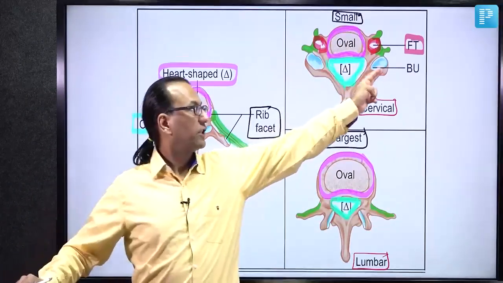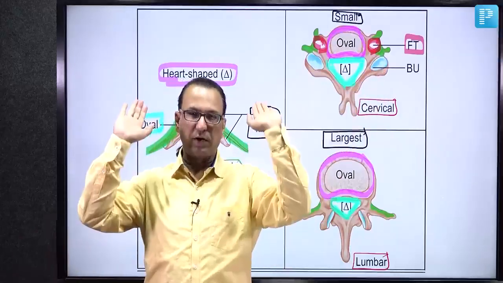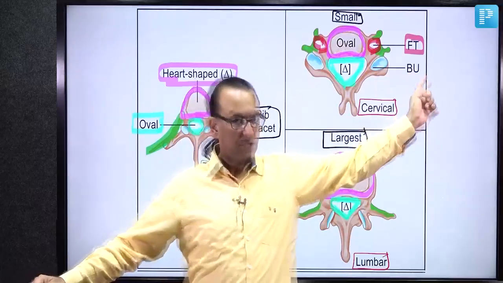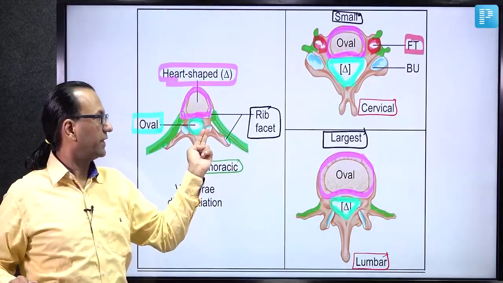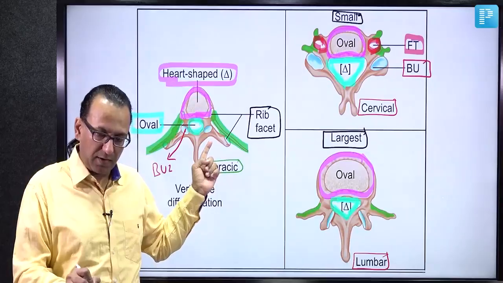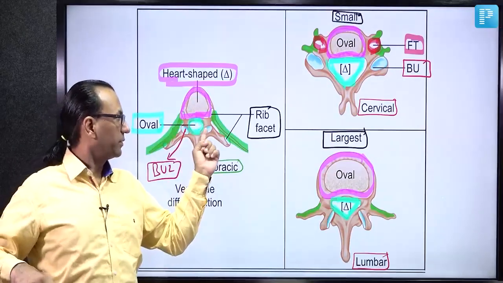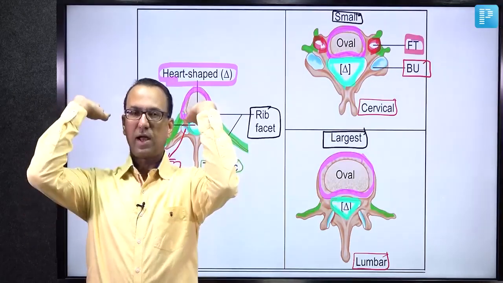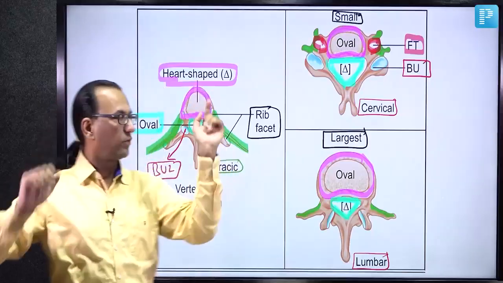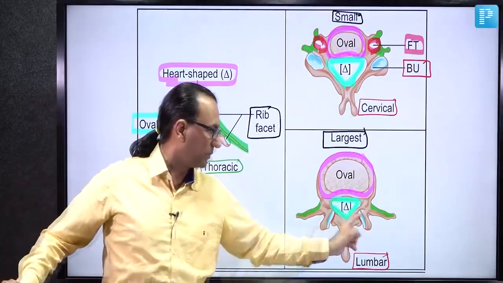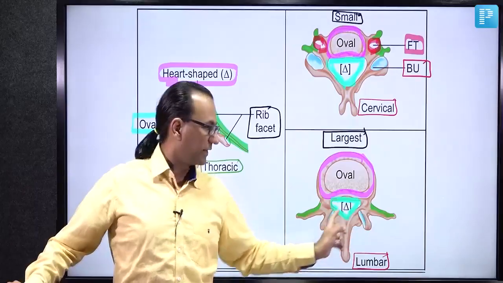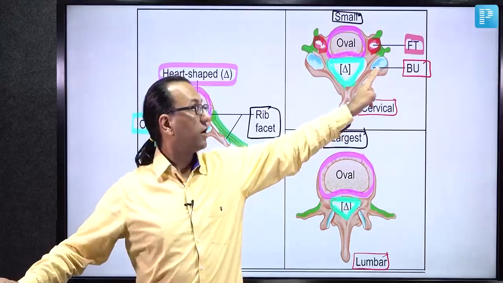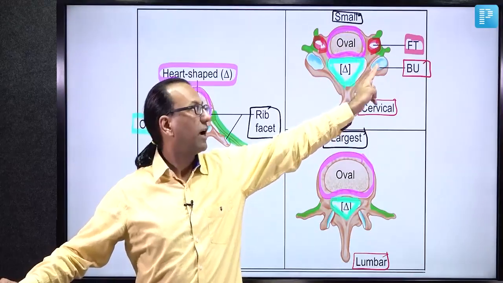You will see the superior articular facet of the cervical vertebra, where it articulates with the upper vertebra, is directed backward and upward, whereas in the thoracic region, the superior articular facet is directed backward, upward, and lateral also. But if you look at the superior articular facet of the lumbar vertebra, then it is directed medially. So here it is medially directed, there it is laterally directed, and here it is neither lateral nor medial. It is just backward and upward.